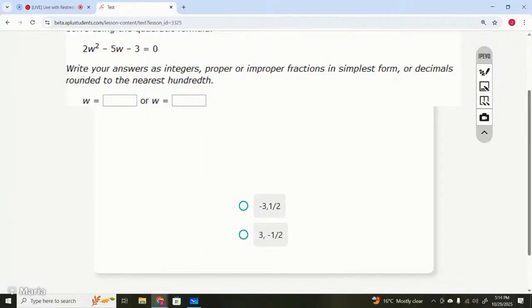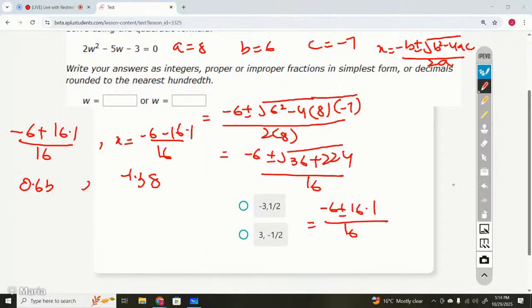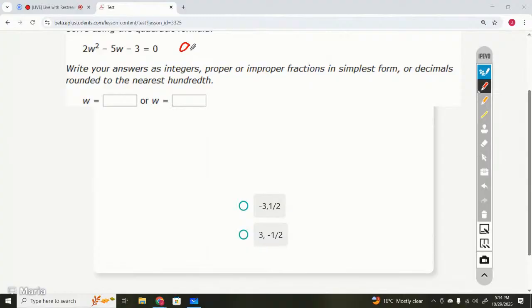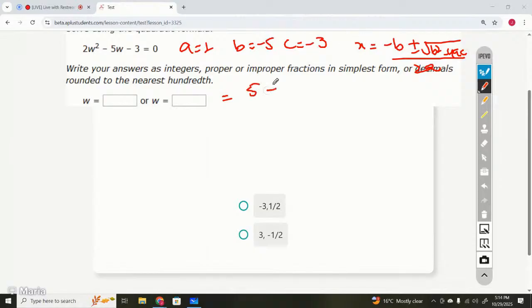Okay, the next one is 2w square minus 5w minus 3. A equals 2, b equals negative 5, c equals negative 3. So we're going to use the quadratic formula, that is negative b plus minus square root b square minus 4ac divided by 2a. So let's just put the values in the equation. Negative b and negative 5, that makes it positive. Plus minus 5 square is 25 minus 4ac.